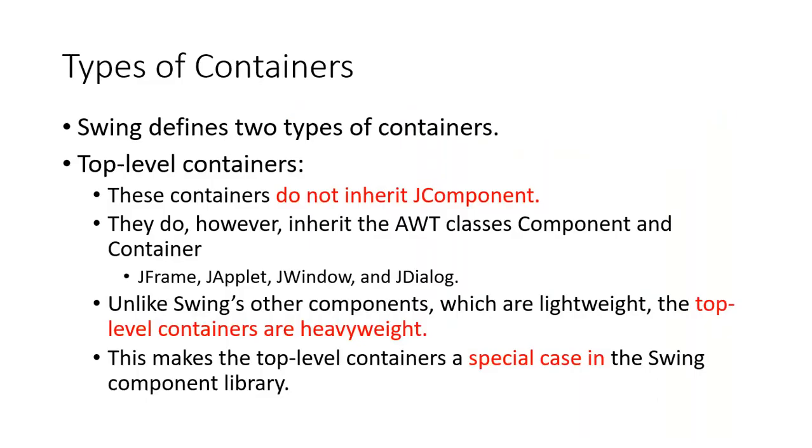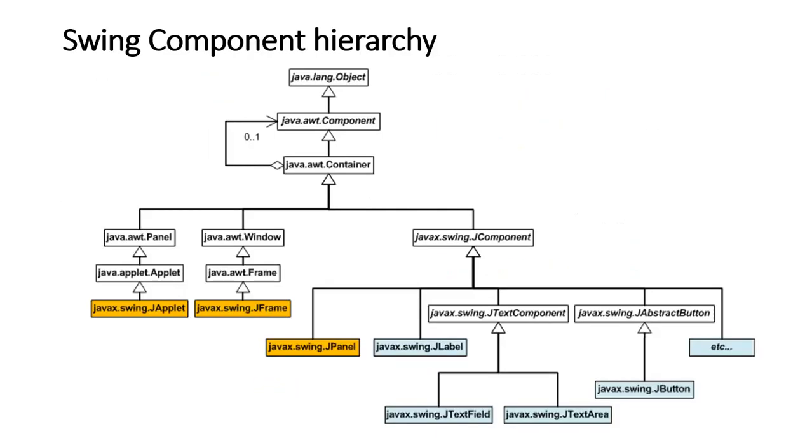Let's go ahead. Now when we talk about containers, there are two types of containers available to us. The first is called top level containers, and the others are just ordinary containers. Now what are these top level containers? If you look at the hierarchy of containers, you notice that you have JApplet and JFrame, and you may have many others. I have not shown you all of them, because it's going to clutter the entire diagram.